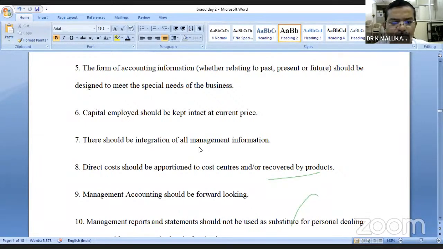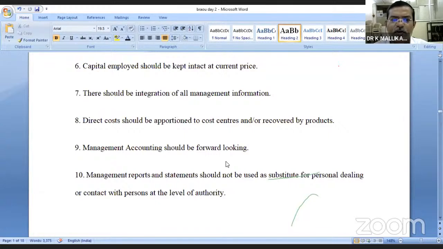There should be integration of all management information. So integration is very important. The integration between one department and the other departments. So data of the cost department, data of the production department, data of the sales department, data of the stores department, data of the advertising department. Like we need some kind of coordination. Integration is required. Then only we can avoid the duplication of data, and get good results.